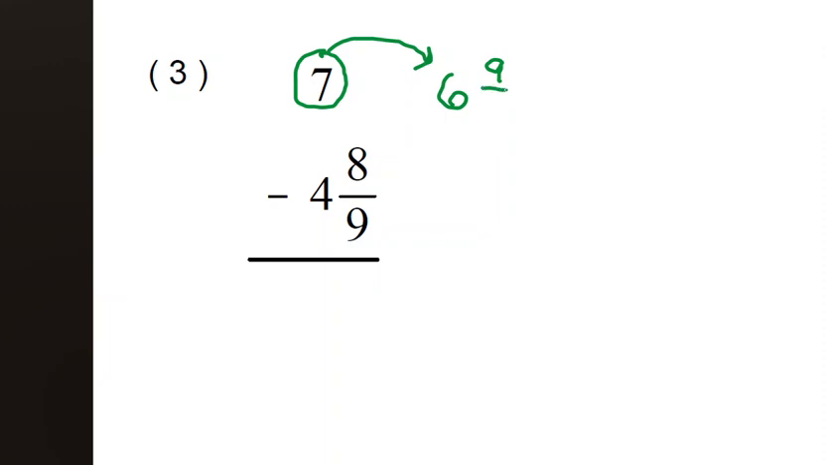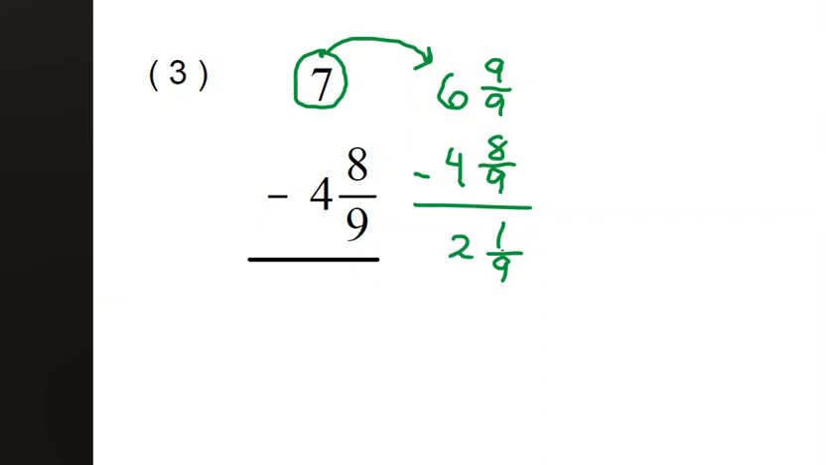Because isn't that the same thing as 7? Anytime the numerator and denominator are the same, that's 1. 1 plus 6 is 7. All right, now I can take away my 4 and 8/9. So minus 4, or subtract 4 and 8/9. Now I can do it, right? 9/9 take away 8/9 is 1/9. 6 take away 4 is 2.